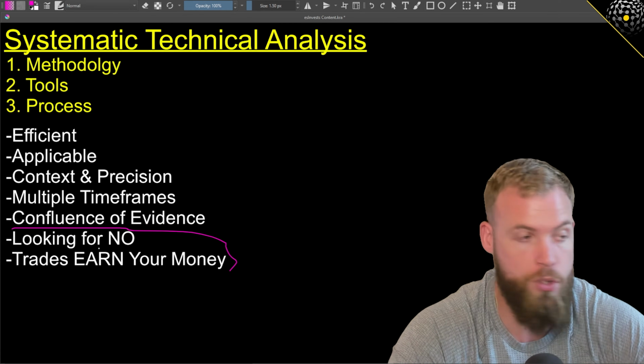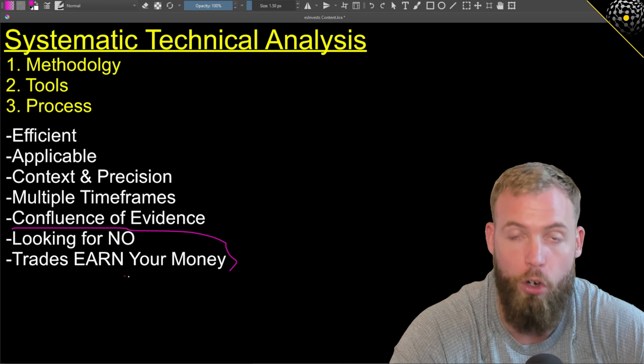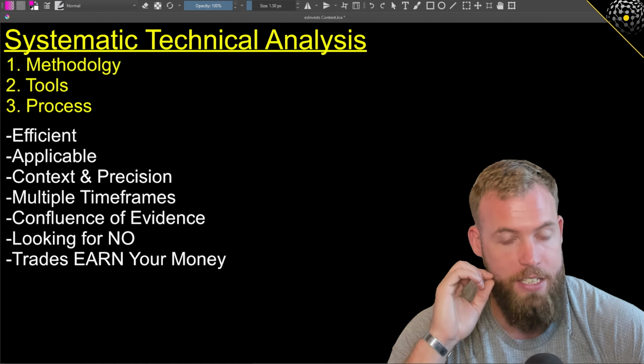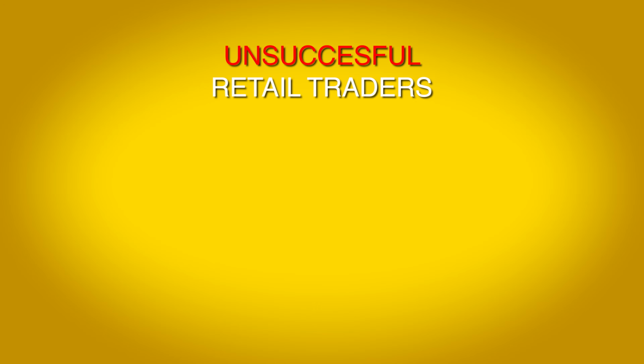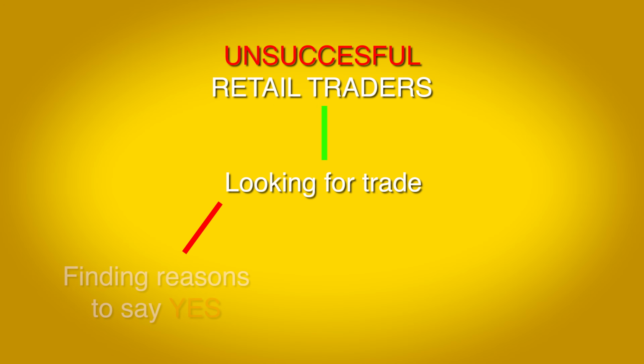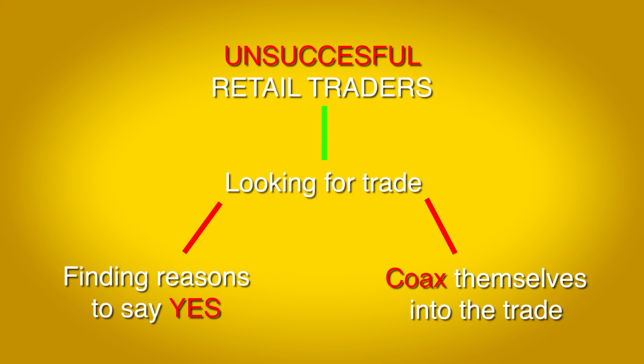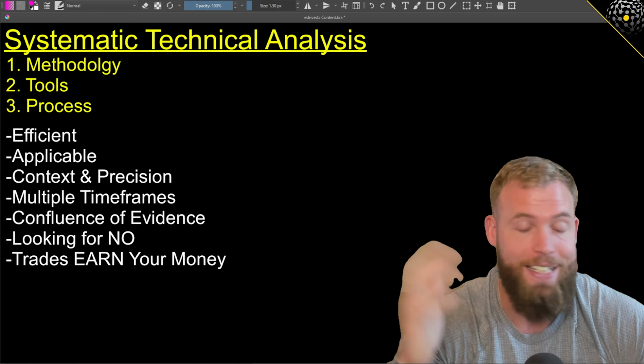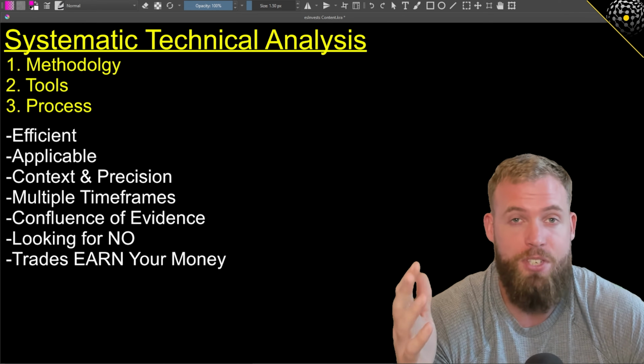We're looking for no's, and trades have to earn your money. What does this mean? What is looking for a no? I think one of the defining features for unsuccessful retail traders is as they're looking for trades, they're looking for reasons to say yes. They're trying to coax themselves into the trade. Whereas I find more successful traders, we're typically saying no. 98% of the time, I'm saying no.